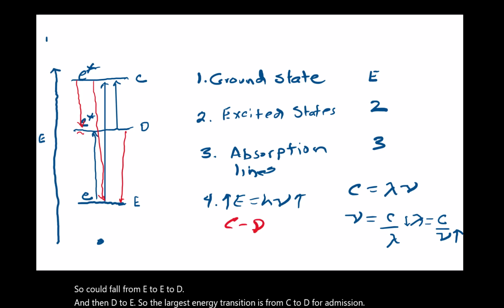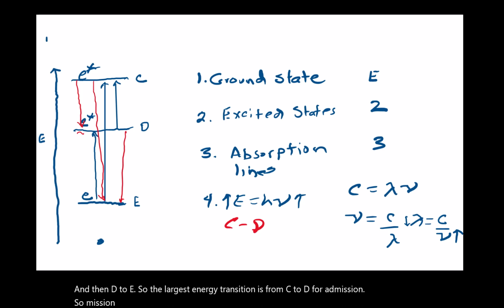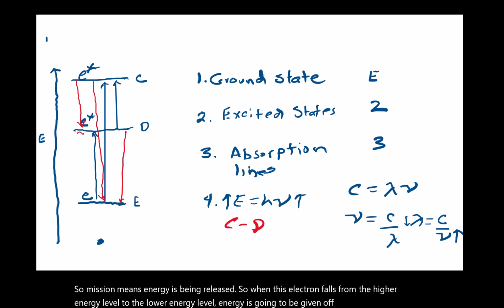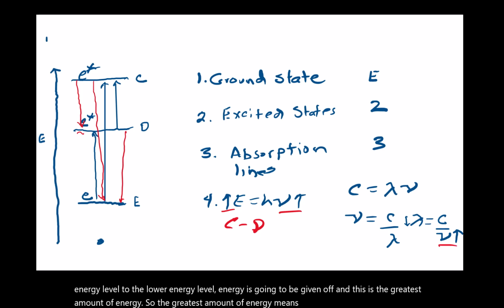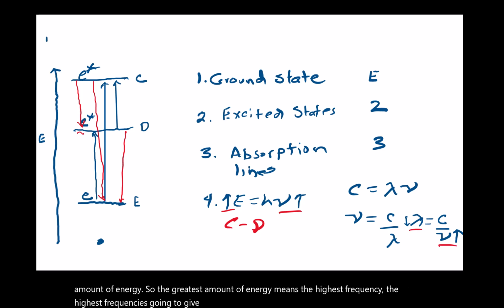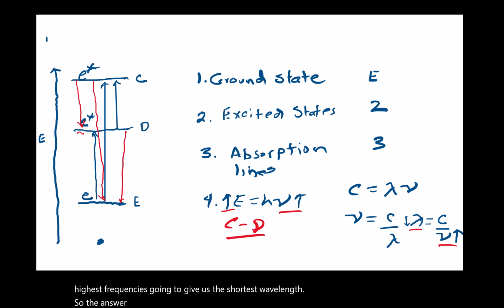So emission means energy is being released. So when this electron falls from the higher energy level to the lower energy level, energy is going to be given off. And this is the greatest amount of energy. So the greatest amount of energy means the highest frequency. The highest frequency is going to give us the shortest wavelength. So the answer would be the emission from C to E.